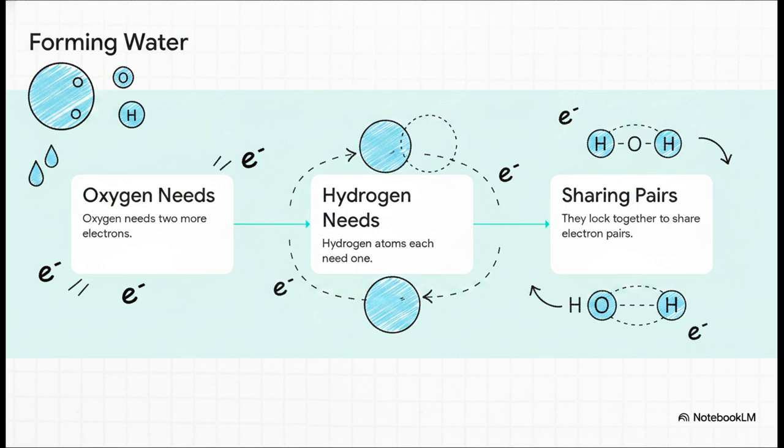They don't transfer, they lock together. Each hydrogen atom shares 1 electron pair with the central oxygen atom. This clear overlap securely forms incredibly strong covalent bonds, ensuring that vital stability for all 3 atoms involved.